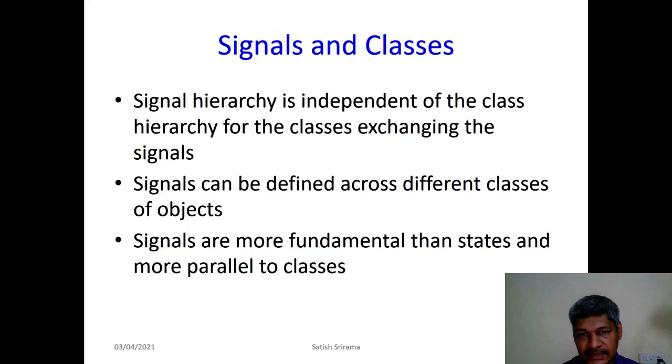Then we have also seen signals. Signal hierarchy is independent of the class hierarchy for the classes exchanging the signals. They are more or less independent. A signal can be defined across different classes of objects, so they are completely different. Signals are more fundamental than states, and they are more parallel to classes. That's why we have even seen the generalization hierarchy of signals as well. But generally, signals and classes are independent; I mean, the hierarchies are independent.